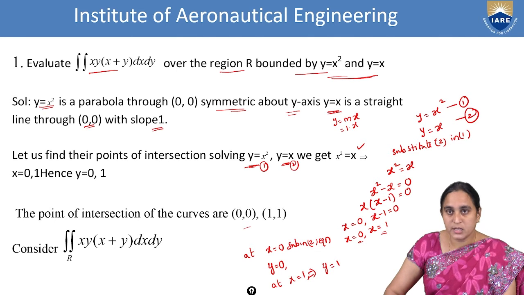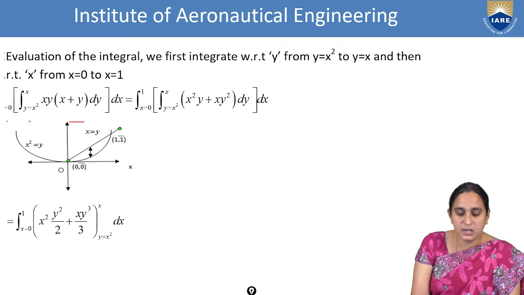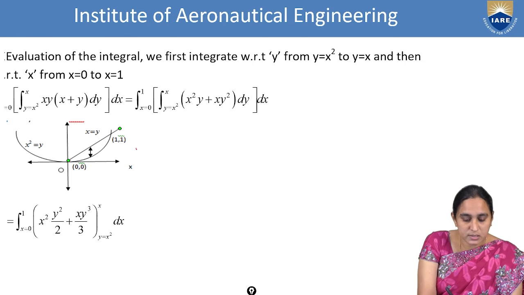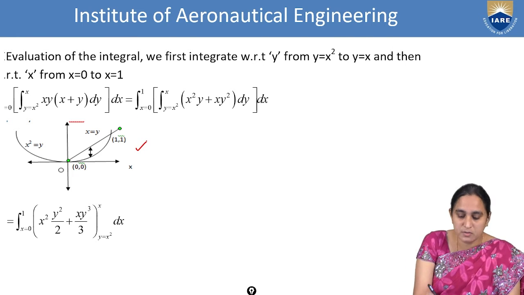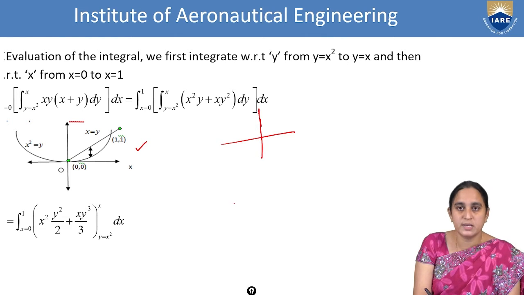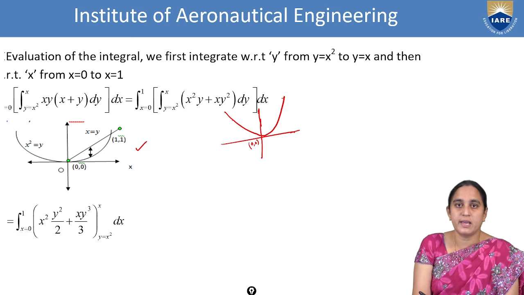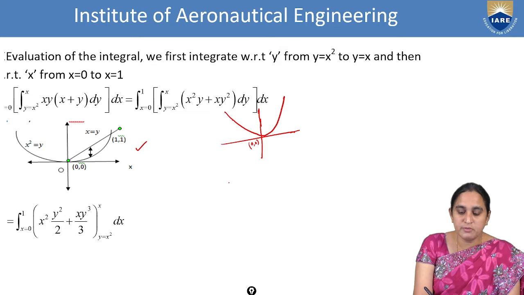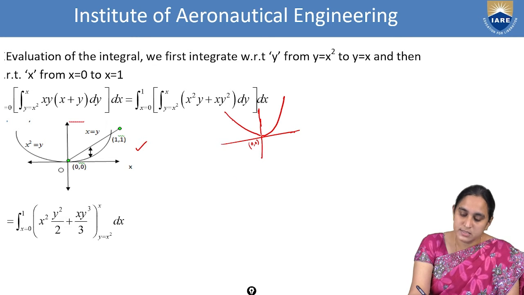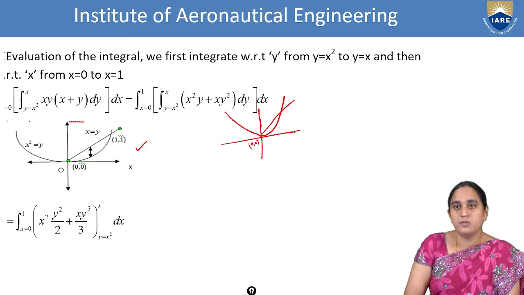Now I'll draw the diagram for that. What is the diagram here? Once you observe, y is equal to x square, right? At x is 0, y is 0. This y is equal to x square is symmetric about the y-axis, right? And what about y is equal to x? That is the straight line, it passes through the origin.